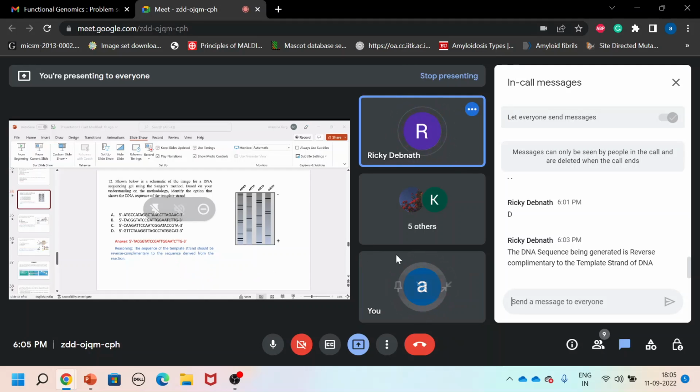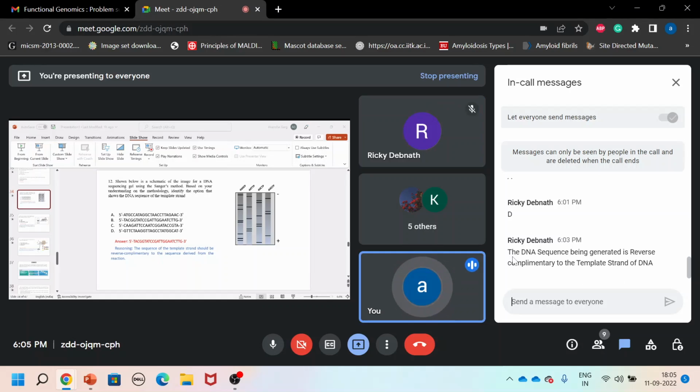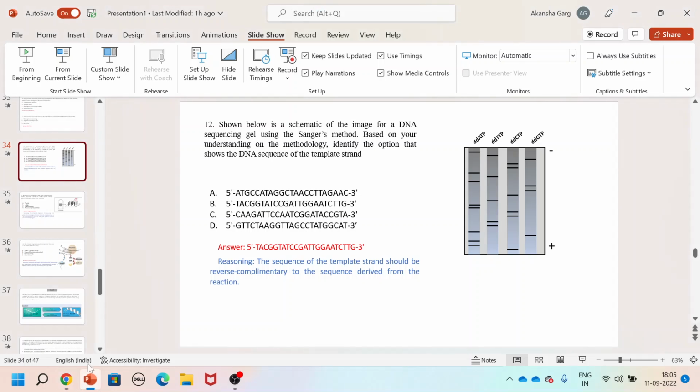Okay. So, see, you have mentioned it correctly that the DNA sequence being generated is the reverse complementary to the template strand of DNA, right? You know this. But that will be in what direction? In 3' to 5' or 5' to 3'? So the reverse strand, see, in this case, it will be... okay, I think I should write it.